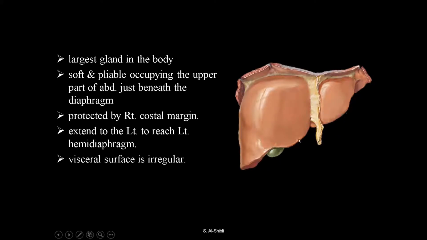The visceral surface is irregular. Okay. And this falciform ligament, which attaches the liver to the anterior abdominal wall, can divide the liver into a big lobe, which we call the right, and a little bit smaller one, which is the left lobe. Okay, by what? By the falciform ligament. This is the falciform ligament. Okay.